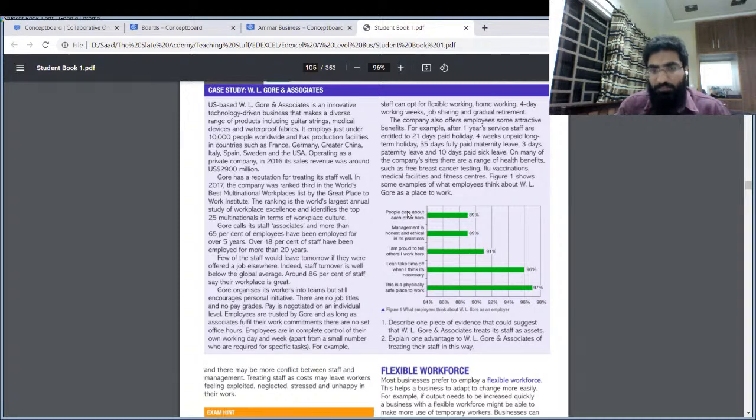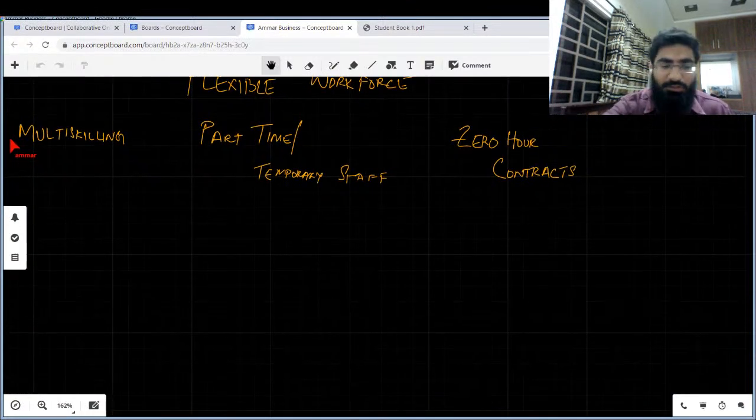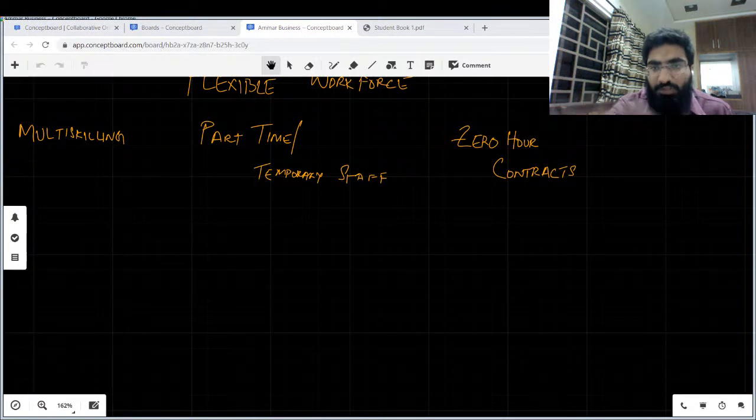Then we come to this concept of flexible workforce, which is becoming trendy these days. Flexible workforce means a few things. The first thing it could mean is that you're going for multi-skilling. So, you have your employees trained in multiple roles, and you could have them perform various roles.